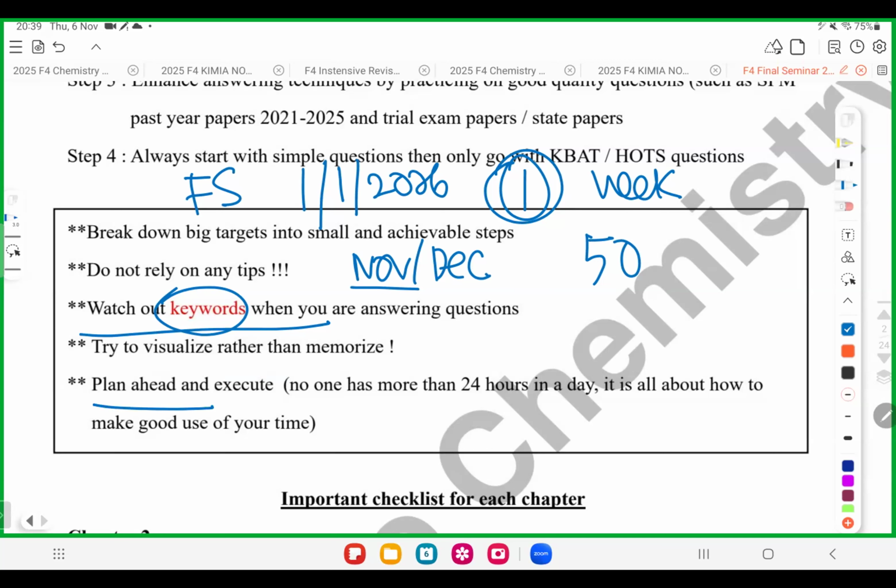And from now to your SPM, you have 1 year ahead. So my target for today, to be honest, my target for today is not your Form 4 final exam.